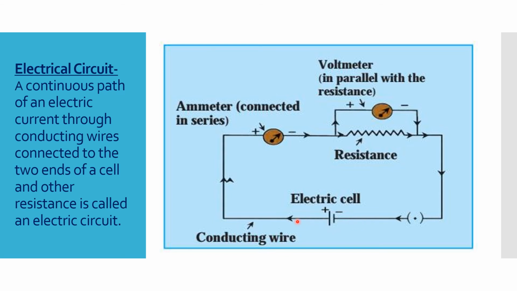Then this is the direction of the flow of the electric current. This direction is from positive terminal to the negative terminal. These arrowheads show the direction of the electric current. Then here ammeter is connected in series combination. This is the symbol for ammeter. You can write here capital A instead of this arrowhead. And this is the voltmeter, which is connected in parallel combination with the resistance of the wire.